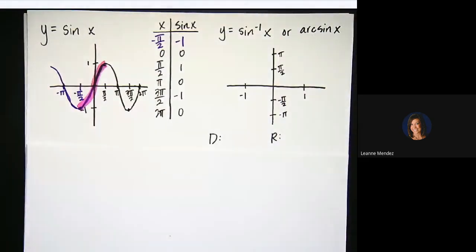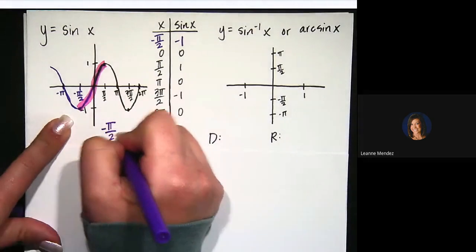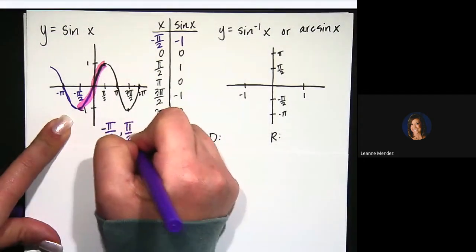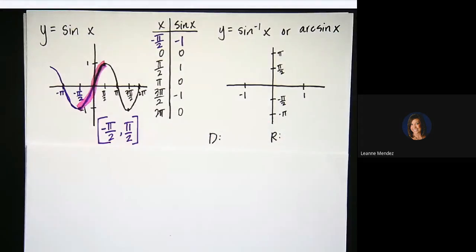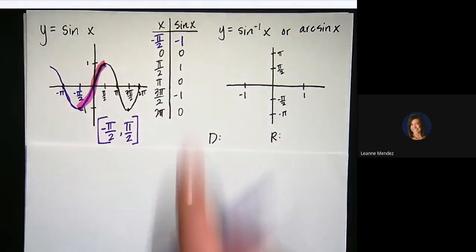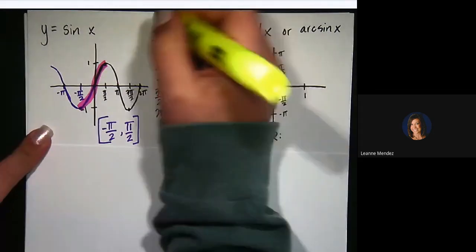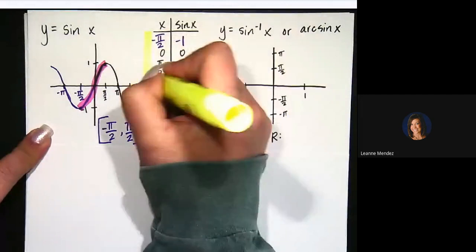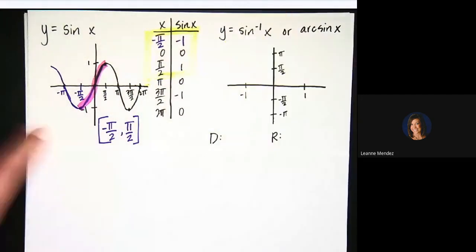So that little sliver right there. What is the domain of that? Domain of that little sliver is negative pi over 2 to positive pi over 2. So I'm going to restrict the domain and only focus on that interval. So in terms of my t-chart, just like I focused on a certain portion for cosine, I'm only going to look at these values right here. The negative pi over 2 to pi over 2.